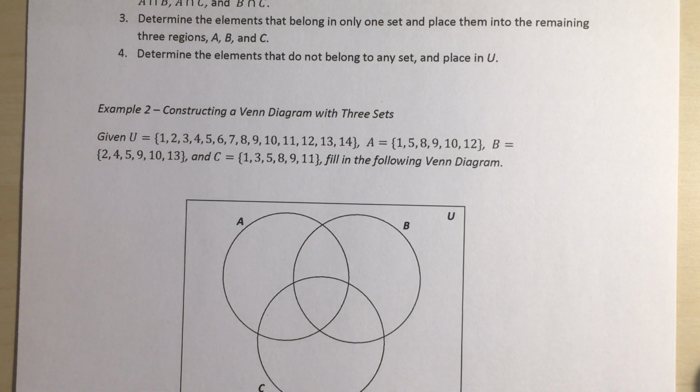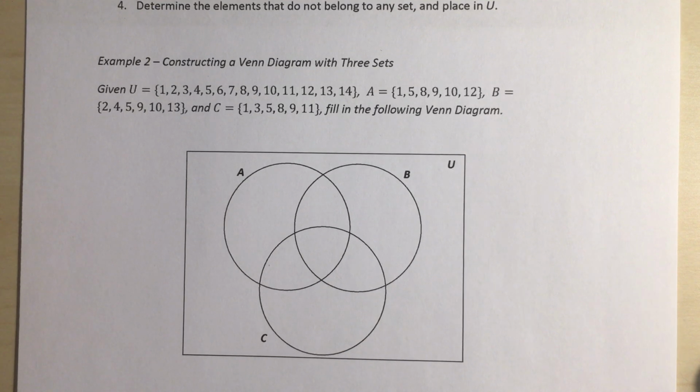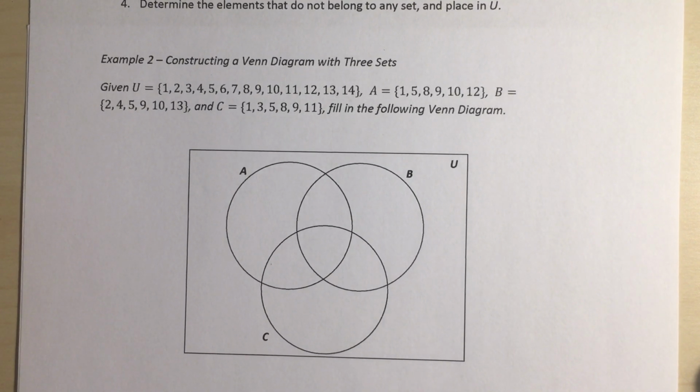All right, so looking at this example, our universal set is the numbers 1 through 14. Each of the numbers 1 through 14 should end up in our Venn diagram in exactly one place. So what we want to do is look at something that is in all 3 sets. And I strongly recommend going through and either crossing stuff off or underlining as we look for these and fill in the different regions as we go.